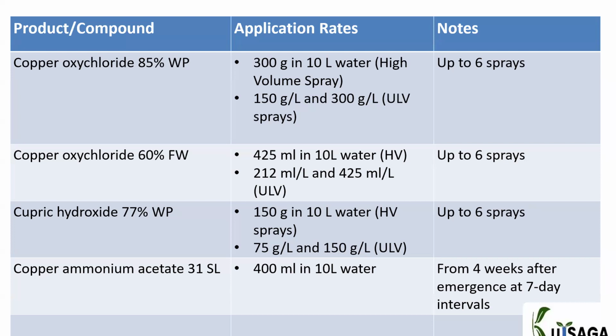Then there's also copper ammonium acetate. This one, you apply 400 mils in 10 liters of water, and it's applied from 4 weeks after emergence at 7-day intervals. I must remind you that these copper-based fungicides are important because they offer some protection to your seedlings. So it's better you protect your seedlings even before you see the symptoms of angular leaf spot appearing in the field.